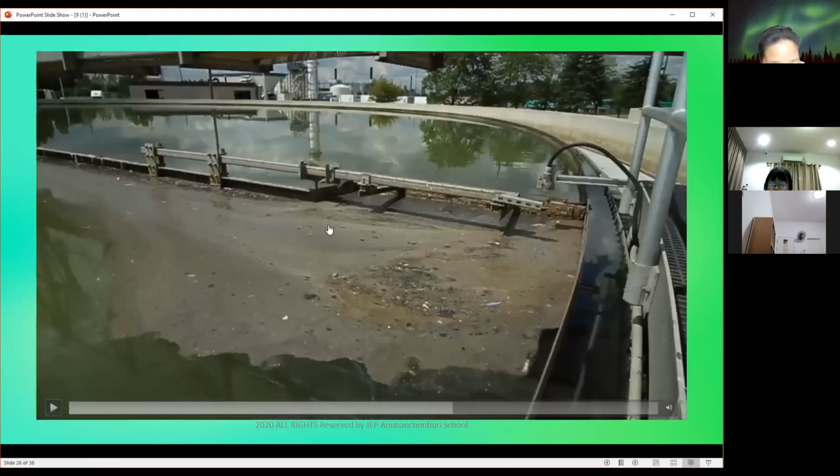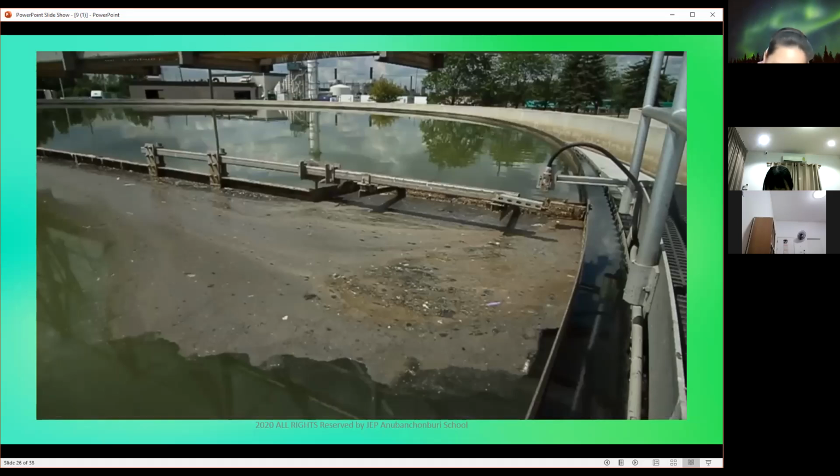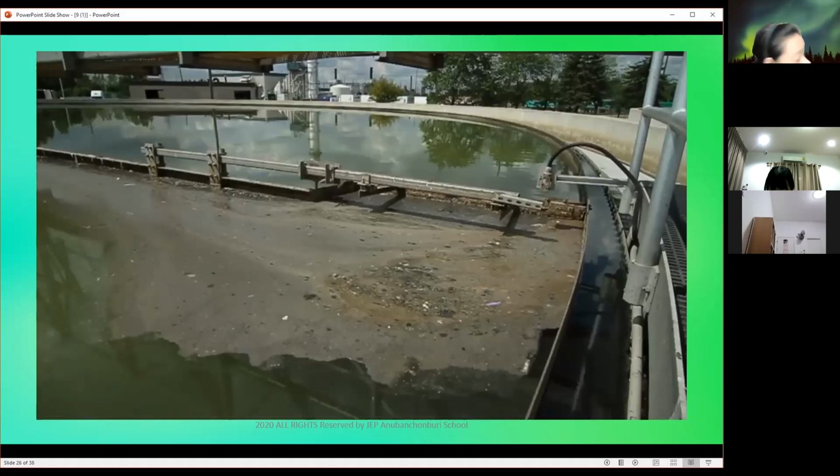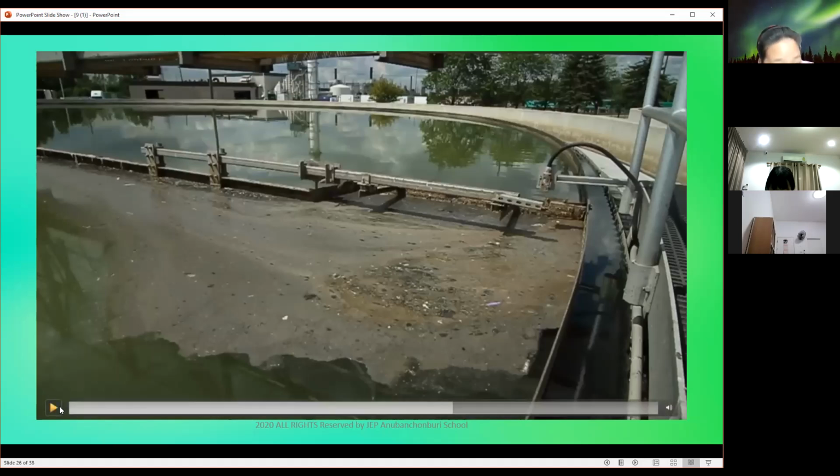Okay, so this is an example of filtration. Can you see this one? It actually filters the oil and other garbage. It is being filtered, okay? So as I have told you, it will undergo many processes so that the dirty water will be able to become drinkable or potable water.